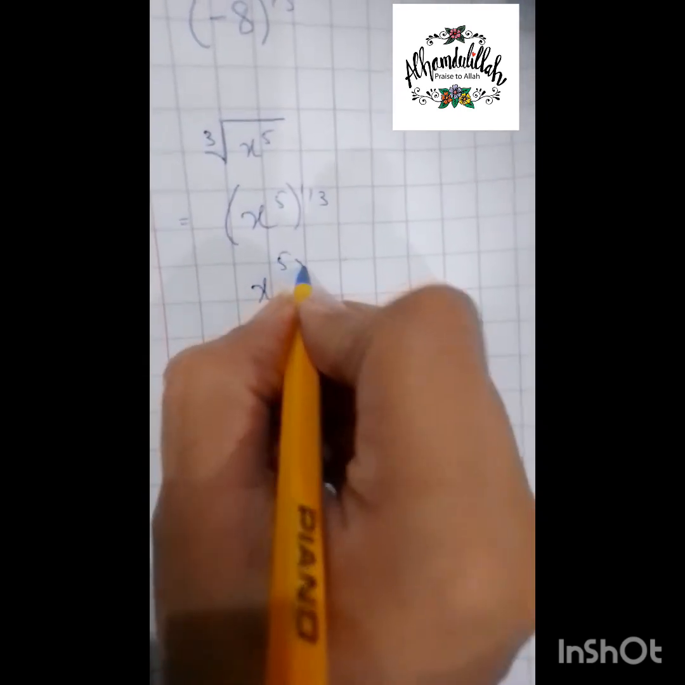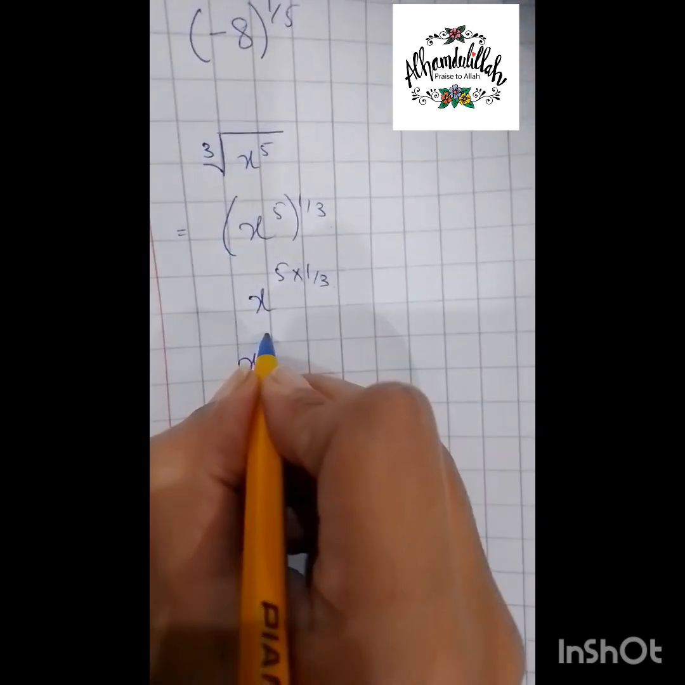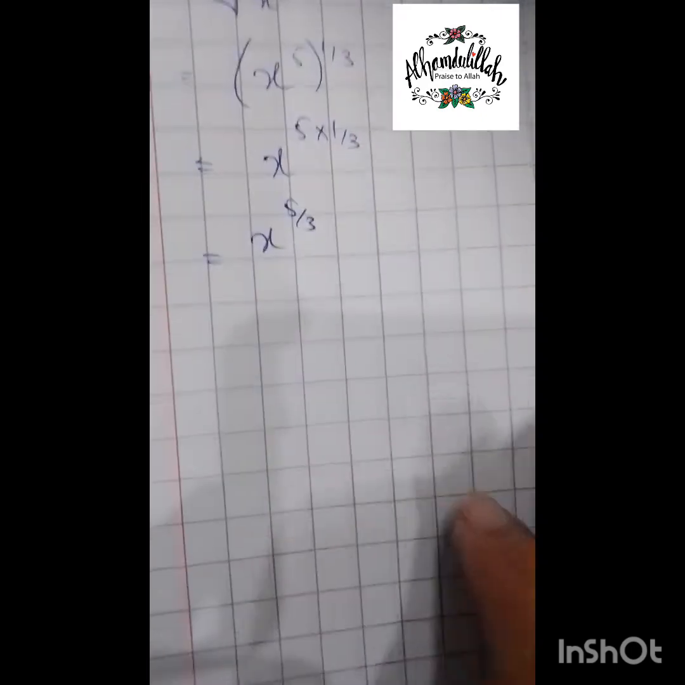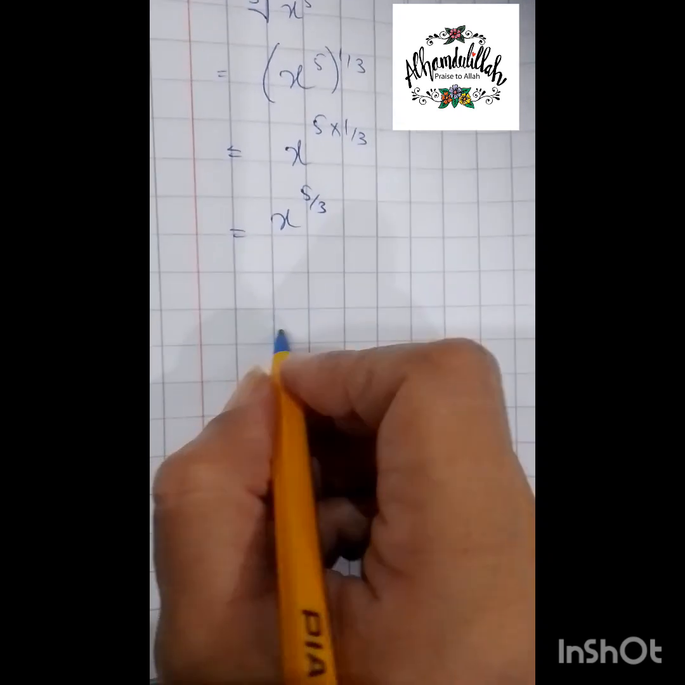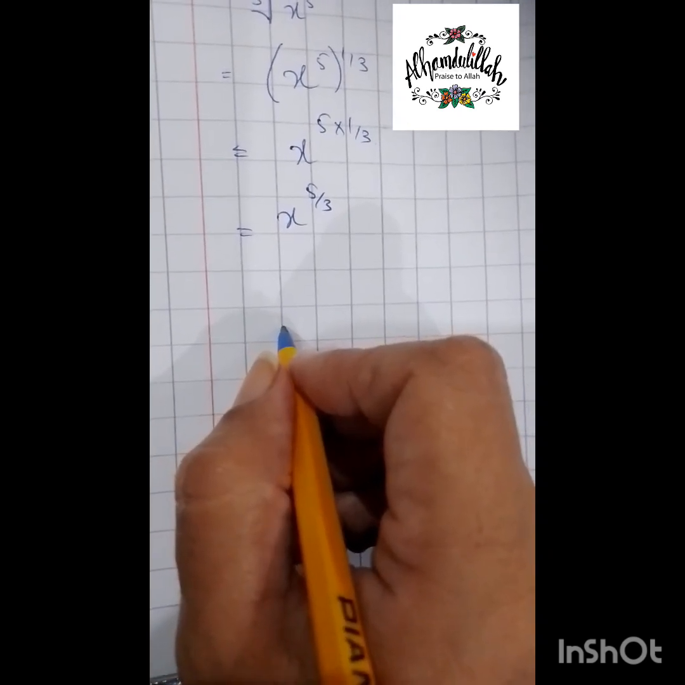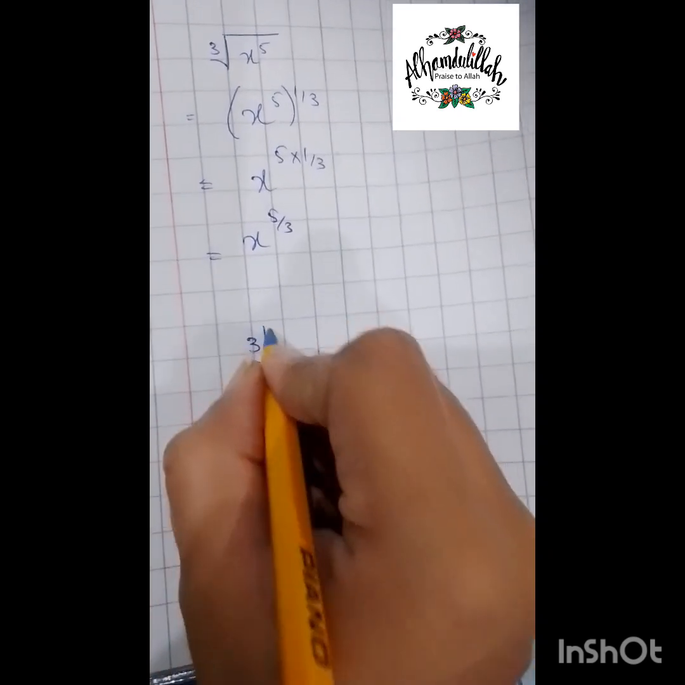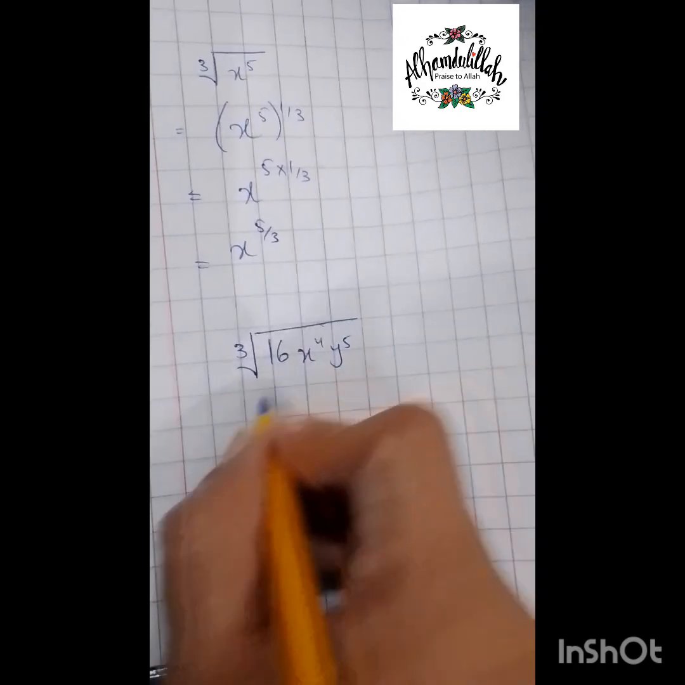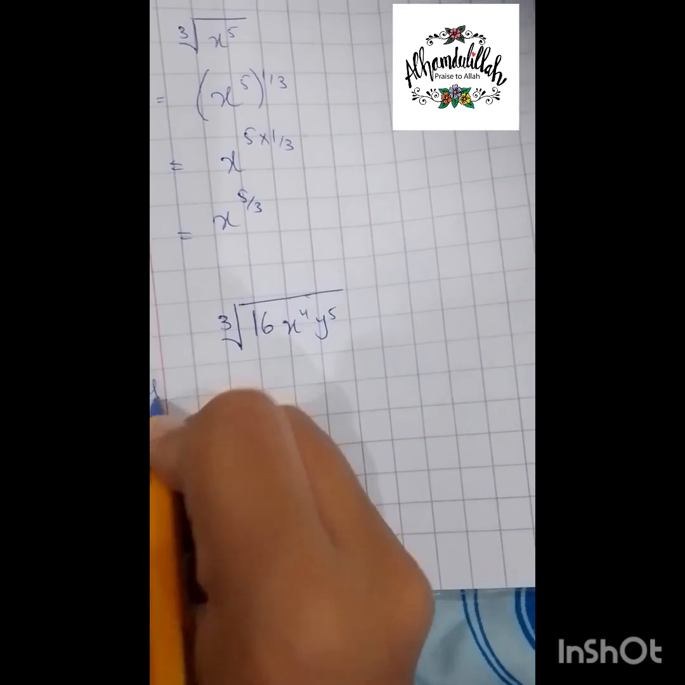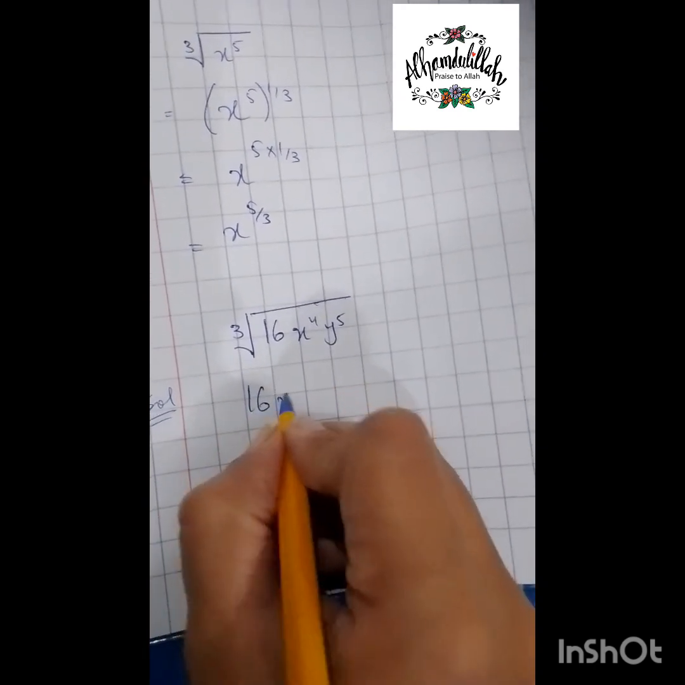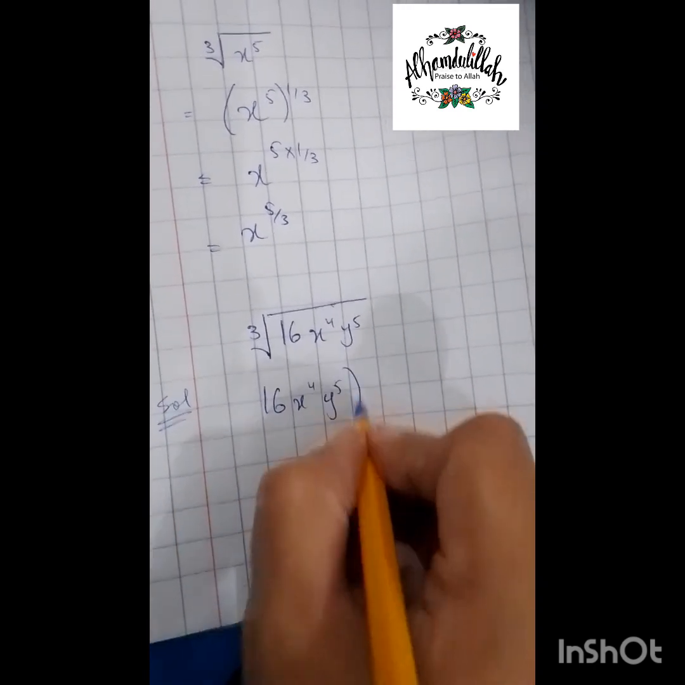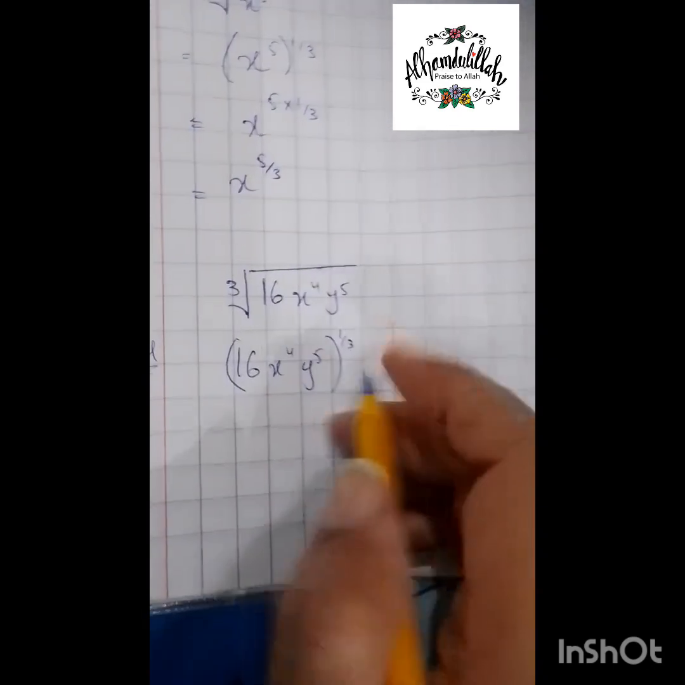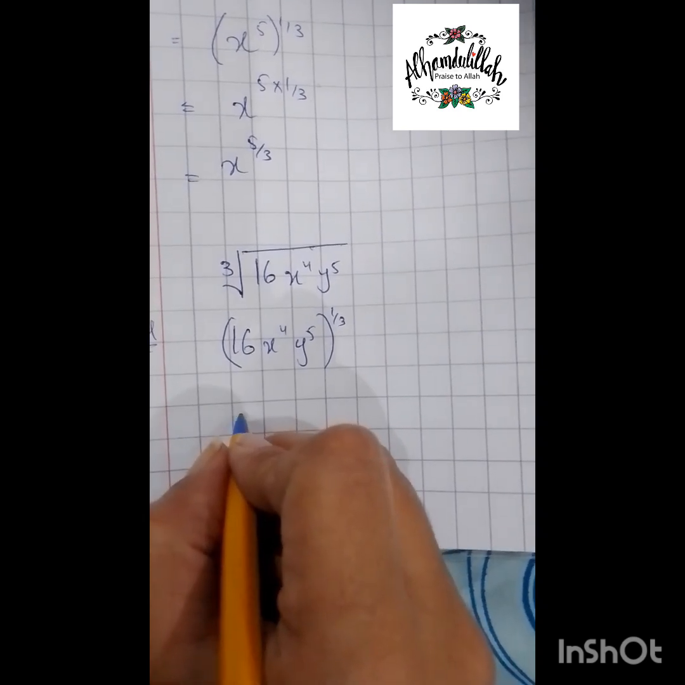Just by placing the index in the right place, it will always give you the form of a fraction. If it is a cube root, it will be 1/3. If it is a square root, it will be a half. Now here you can see that 16x to the power 4 and y to the power 4 is under the cube root. So to make it free from the cube root, I will write 1/3 as the power or exponent on the whole.